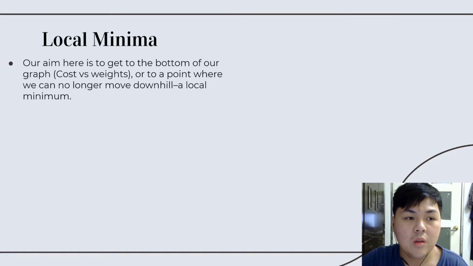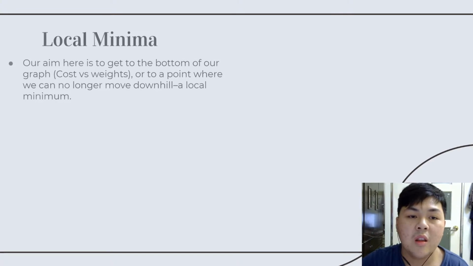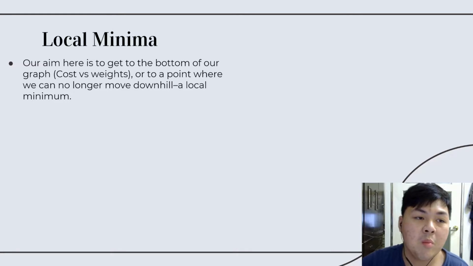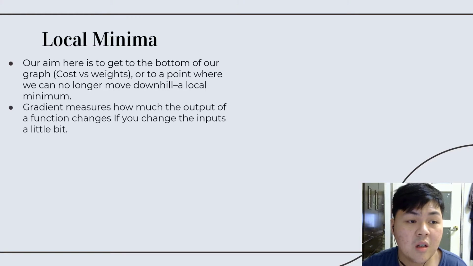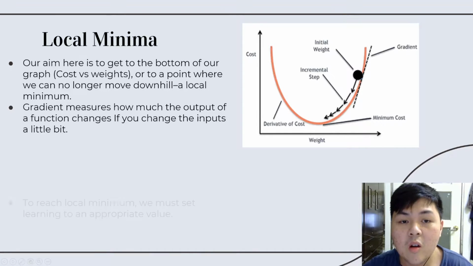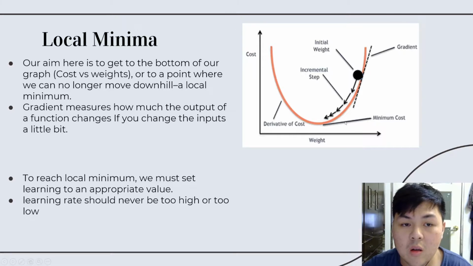Before we go through gradient descent and its variations, we have to know about the local minima, which is our aim. Gradient descent aims to get to the bottom of the graph of cost versus weight, or to a point where we can no longer move downhill, the local minimum.